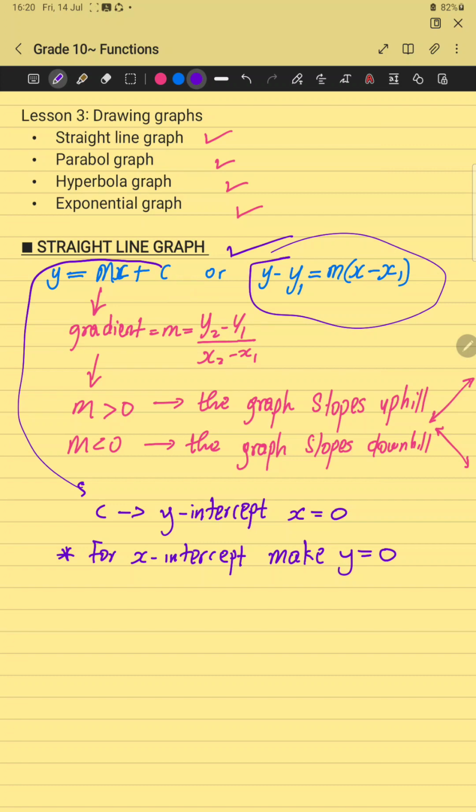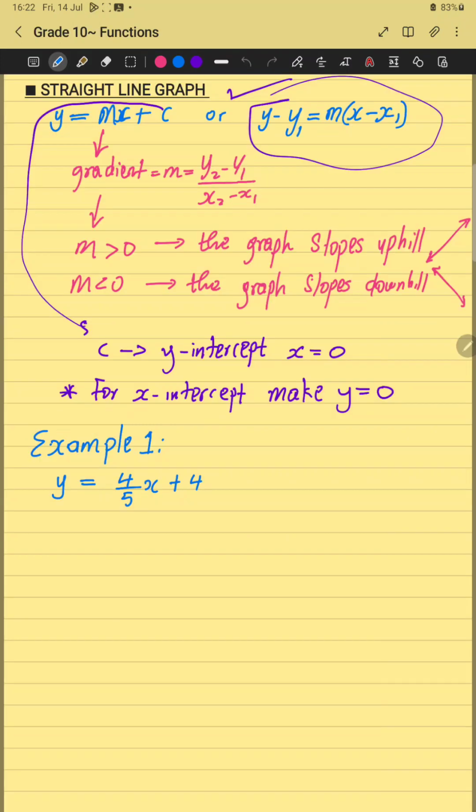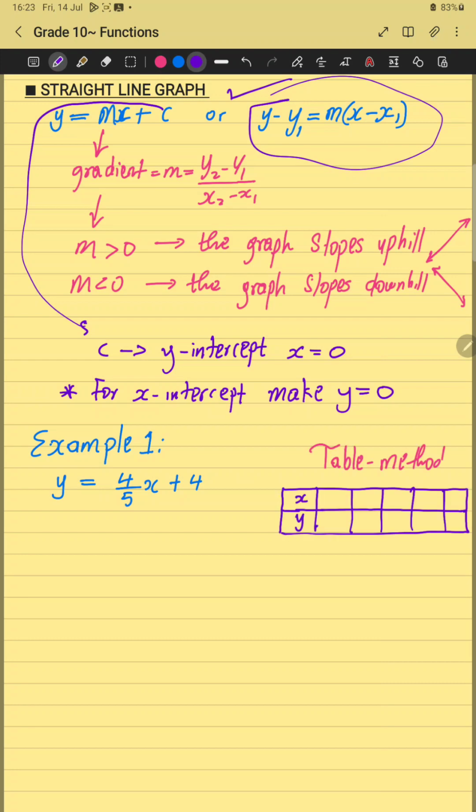So now I'm going to take one example, and then we see how we go about drawing the graph. Now to draw this graph here, we're going to use what we call the table method. Okay, this is what is called the table method. This is how it looks. And then what we're going to do is give ourselves the values of x, that is, we call them the domain, every time you want to sketch a graph. So we just use the table method here.